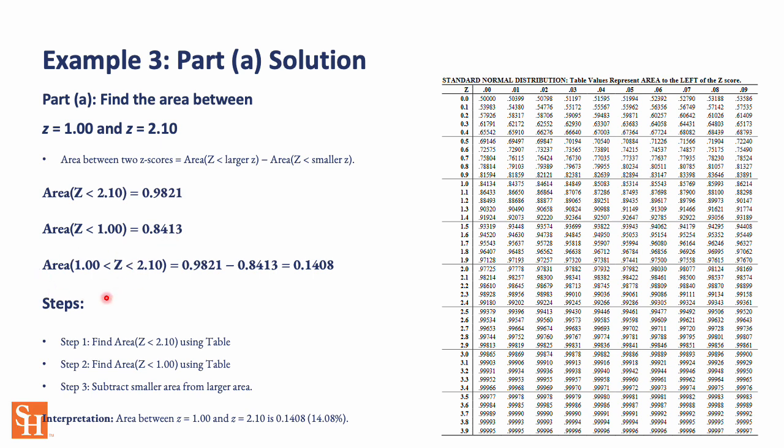And then to get this area, which is in between Z score 1 and Z score 2.1, what you need to do is, from this area we need to subtract this area, and that gives us the area in between Z score 1 and Z score 2.1. I think now it is clear to all of you, right? Like how we can find the area in between two Z scores.